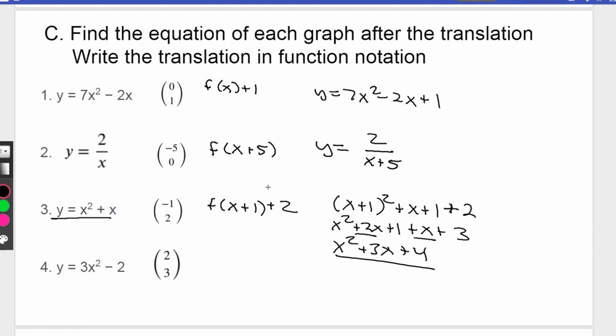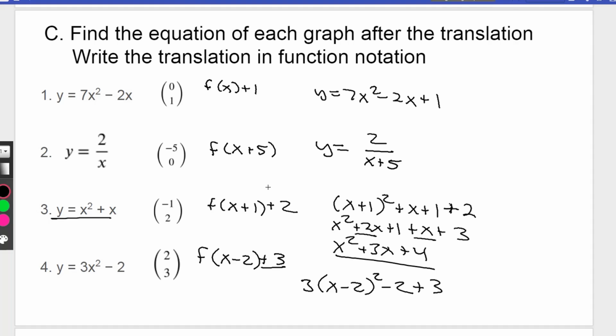And this one, we're going to do pretty much the same thing. If I change it, it's going to look like this, function notation wise. This means I'm going to go to the right, so that means I'm going to do x minus 2. This means I'm going to go up, that means I'm going to do plus 3. And see, now all I got to do is do what it says. Wherever I see an x, replace it with an x minus 2. So 3 times x minus 2, still squared. And then this says minus 2. And then they add this plus 3 to the end.